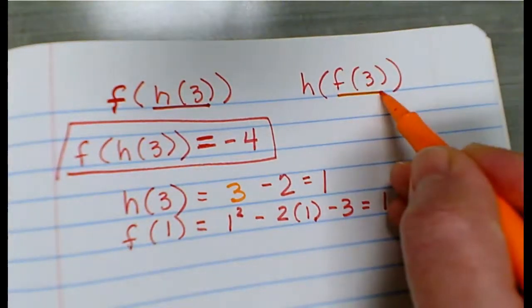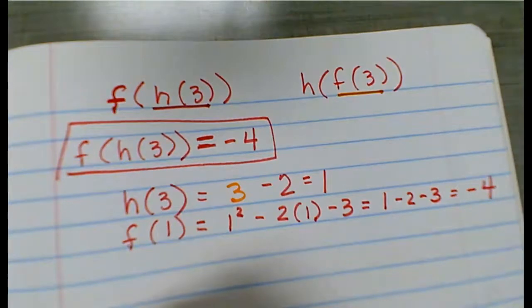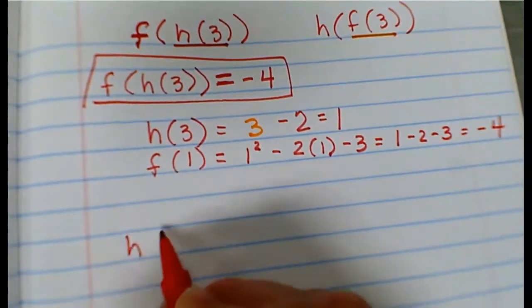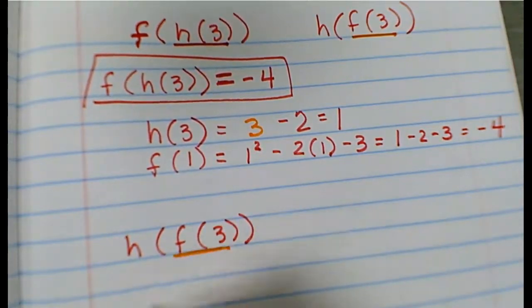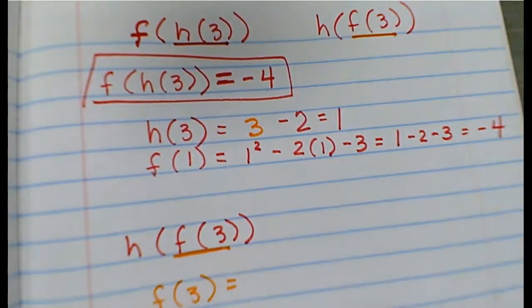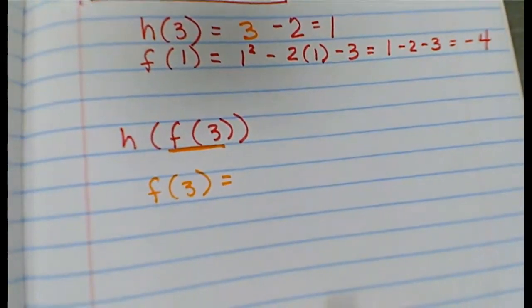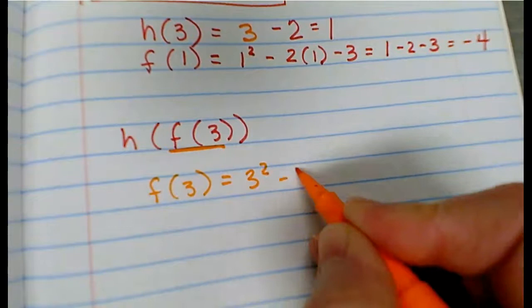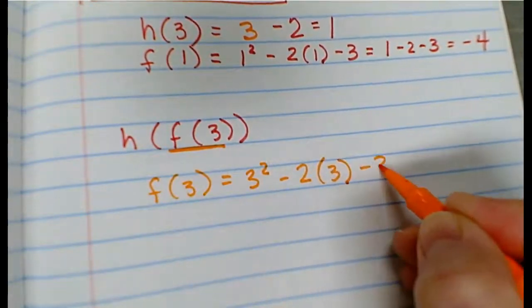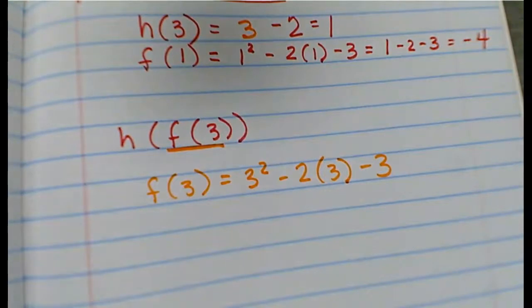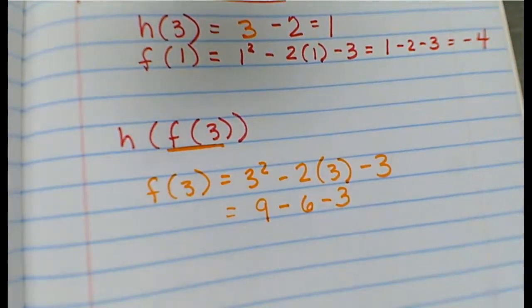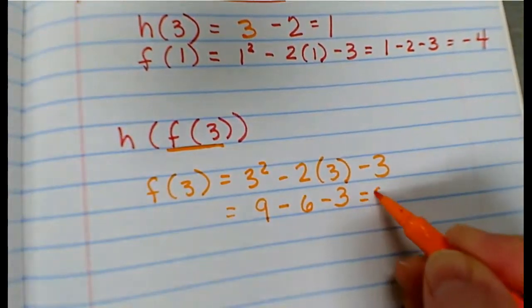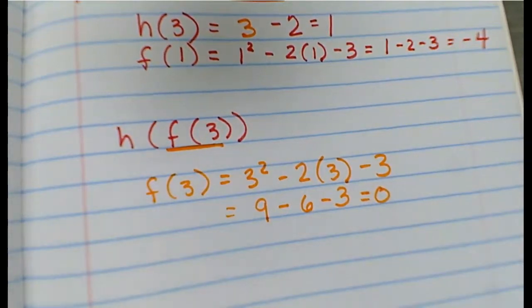What about this? h of f of 3, I'm going to start here using the function called f. In place of the x, that was x squared minus 2x minus 3, so that would be 3 squared minus 2 times 3 minus 3. That would be 9 minus 6 minus 3, which is 0.